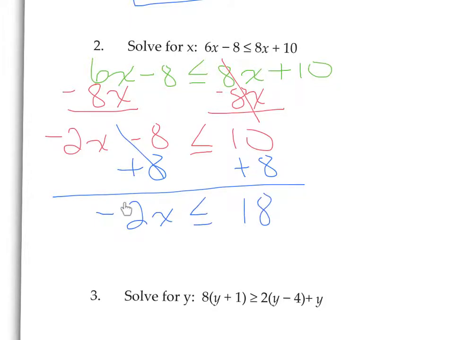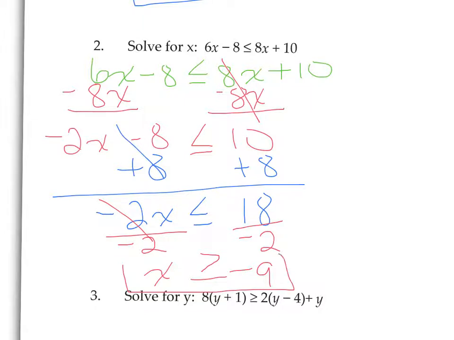And now, to get rid of this negative 2, divide, and this is it again. When you divide by a negative, your symbol flips, and it's not less than or equal to anymore, it's greater than or equal to. This is x, and this is negative 9. So x is greater than or equal to negative 9.